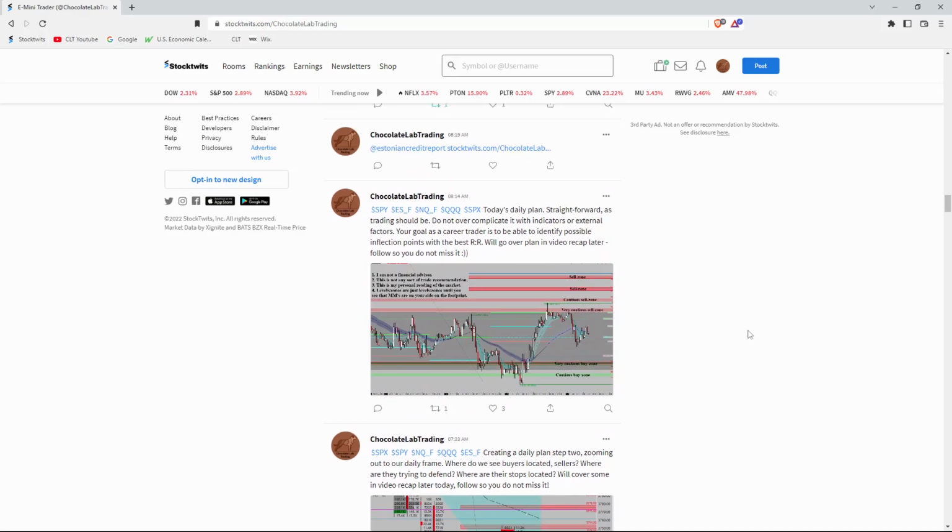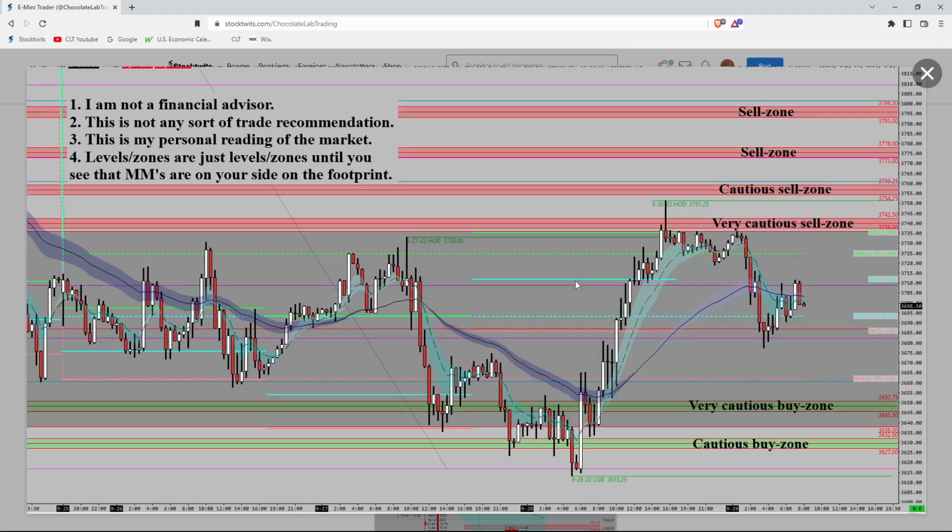Today's daily plan, straightforward as trading should be. Do not overcomplicate it with indicators or external factors. Your goal as a career trader is to be able to identify possible inflection points with the best RR. That's it. If you want to be a trader long term, you have to have a minimal amount of risk in the market. And using our tools, we could find where those places are and where these highly likely inflection points are going to be. And then reading the order flow, we could really get good entries, which of course is a goal, right? So using the TPO, using the footprint, looking at charts and our market logic, we could create these daily plans.